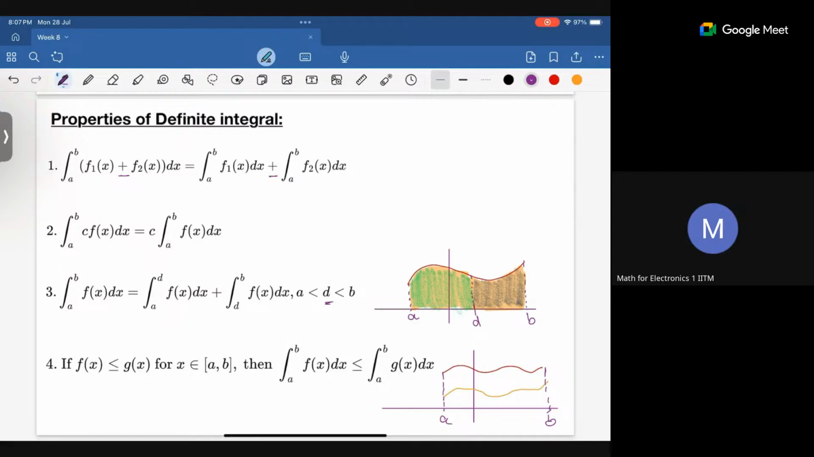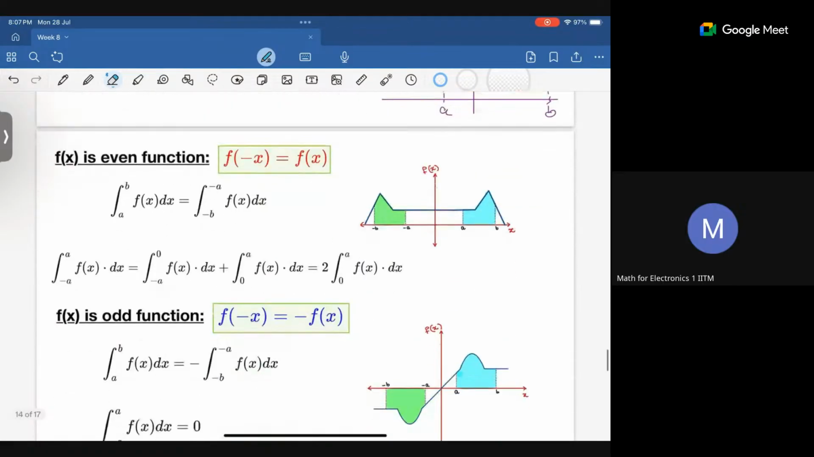So these are some nice properties that we can use to compute the integrals of other functions, or you can bound the integrals. So you can use this last property to bound integrals. Okay.